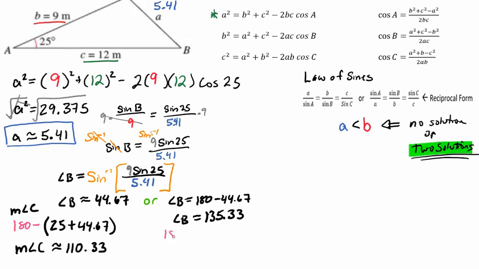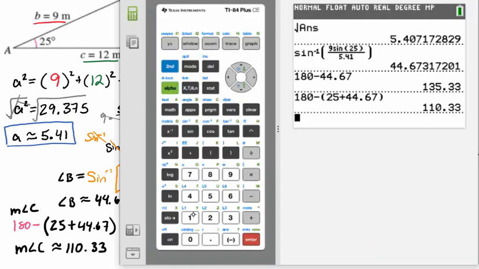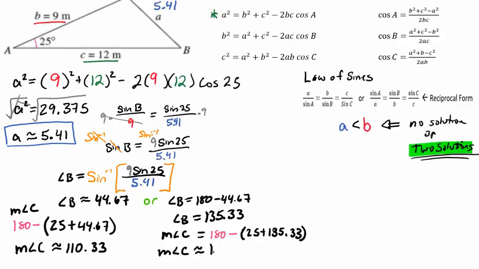And we could do that over here also, since we're still looking for a possible triangle. This would be the measure of angle C that we're looking for: 180 minus the 25 plus 135.33. Let's plug that in, and we get 19.67. So remember, the first is for triangle 1, and this would be for triangle 2 of our two possible solutions.